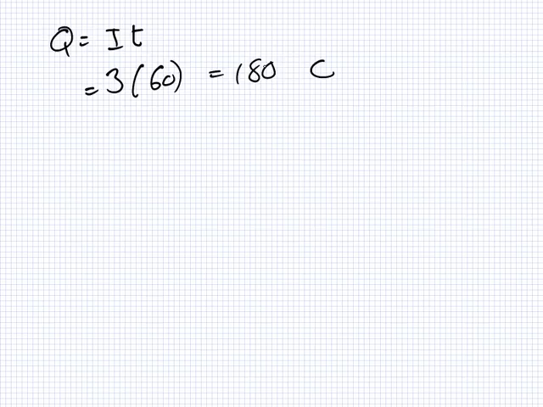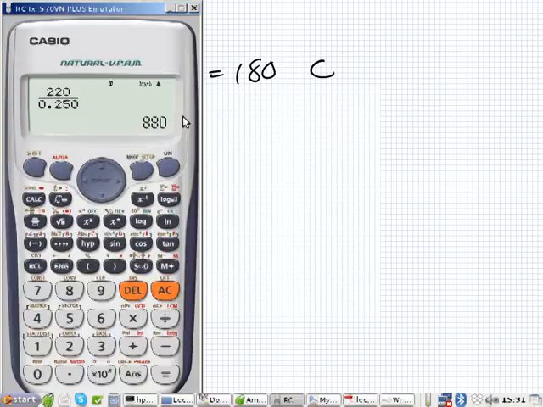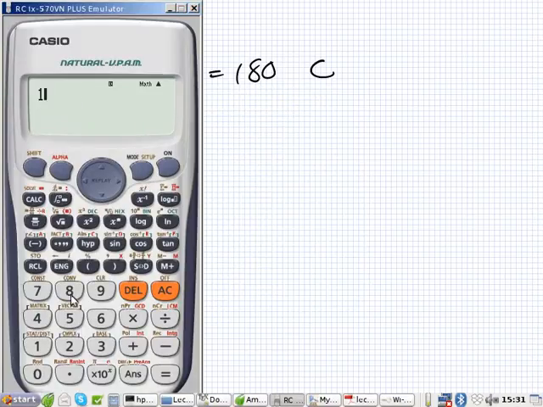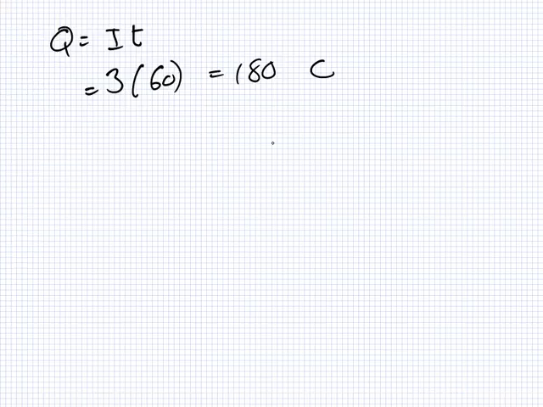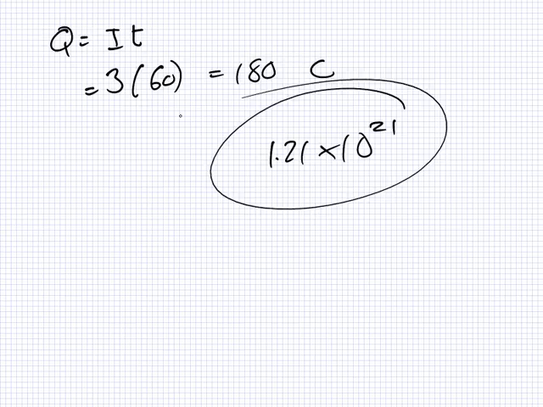So how can I work out how many electrons are in 180 coulombs? Divided by the constant. 180 divided by, what number is the constant? 1.6 times 10 to the minus 19? Yeah. So that comes out as a lot. 1.12 times 10 to the 21 electrons. No, because we want to know how many electrons, so we're counting.